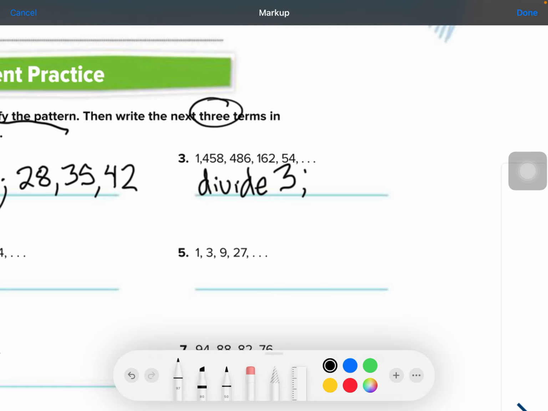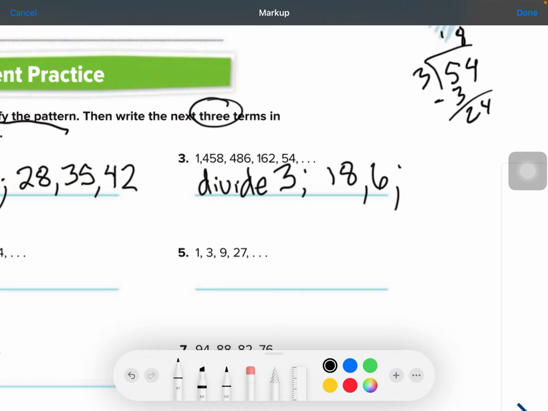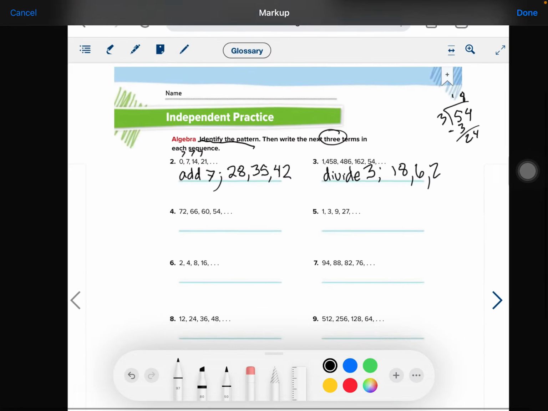So now I have to take 54 divided by 3, because I have to find the next 3 terms. 3 will go into 5. This is something I need to see written on your page, by the way, so that I know that you are working along with me. Okay, so the next one is going to be 18. And I can tell you right now that 18 divided by 3 is 6. 6 divided by 3 is 2. So there are the next 3 terms in the sequence.